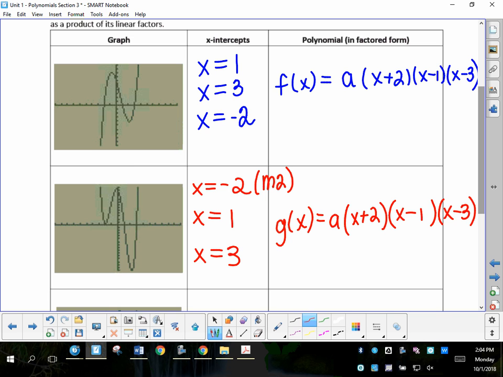Now, one of those answers, though, shows up twice. So which one shows up twice? So square it.